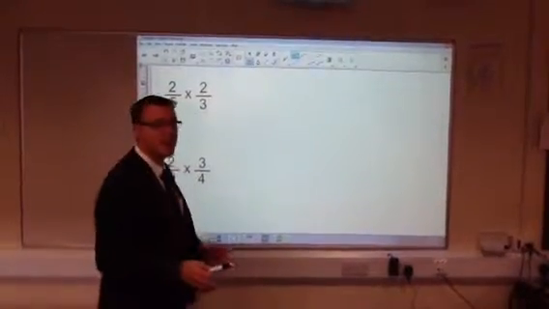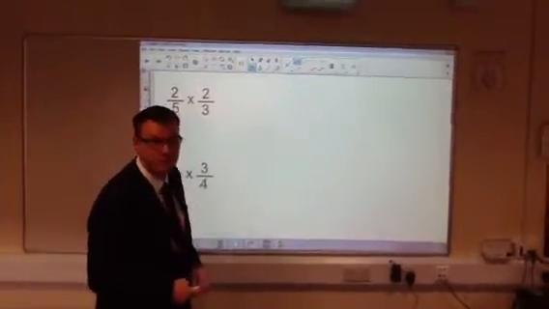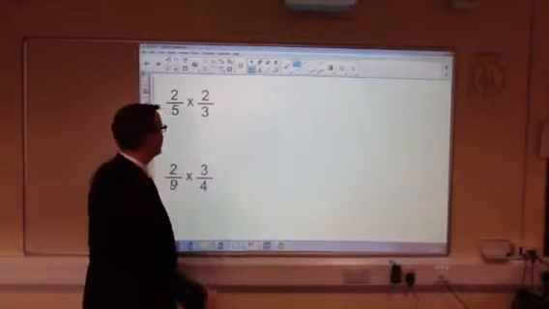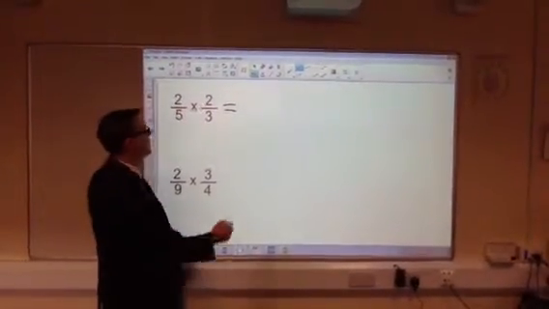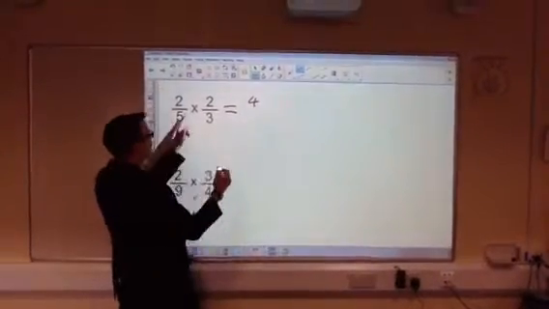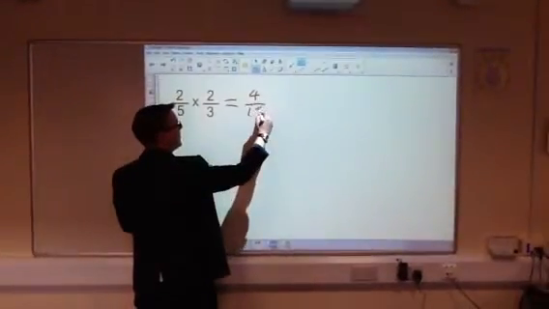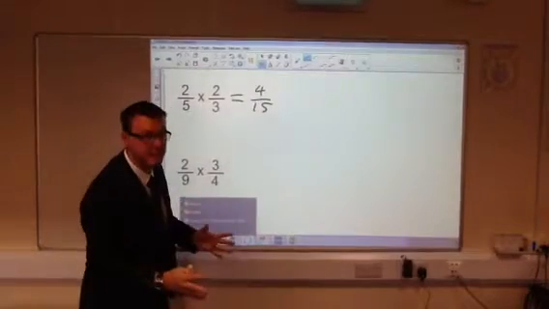Okay, today we're going to be looking at multiplying and dividing by fractions. Now, it's actually easier than adding or taking away a fraction because all you do is 2 times 2, numerator times numerator, which is 4, 5 times 3, denominator times denominator, which is 15. You just do the multiplication as is.